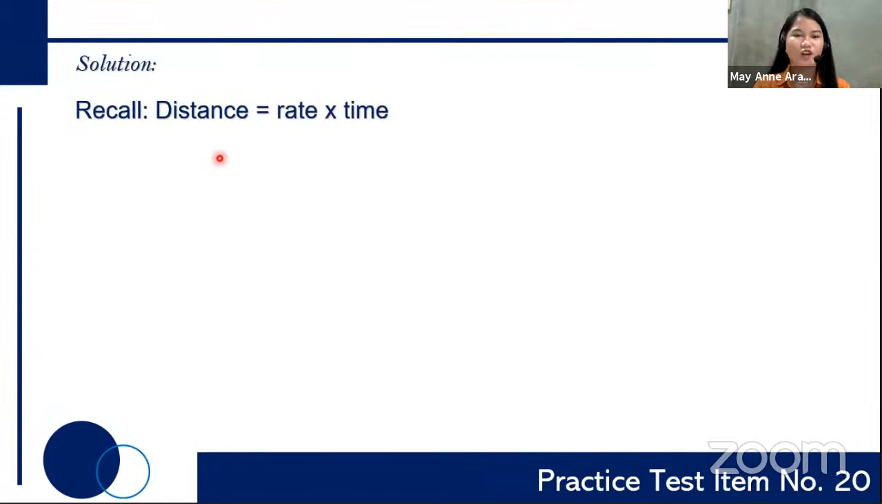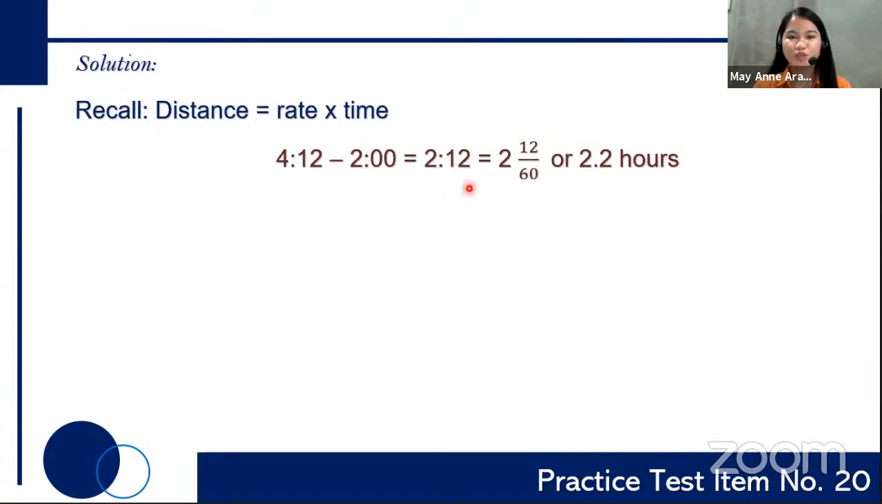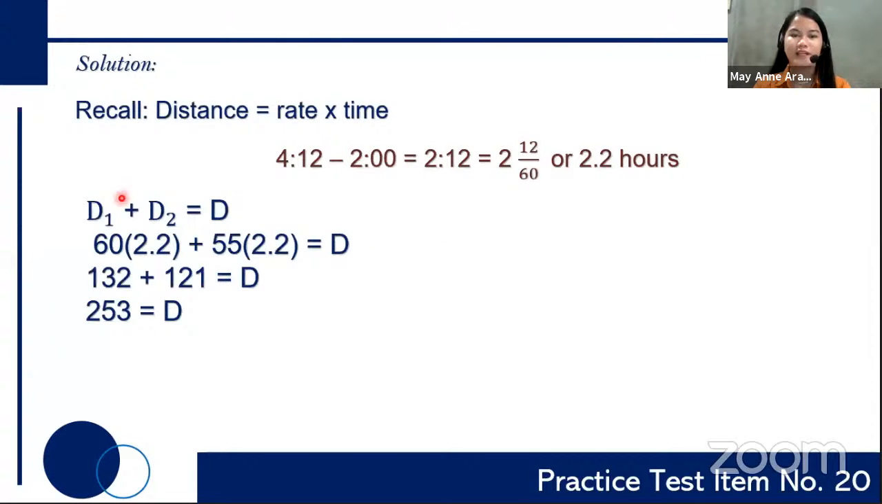Okay. Sige, recall natin distance is equal to rate times time. Subtract natin kung ilan yung hours. So, from 4:12, di ba? Then, nag-start sila ng 2 p.m. That is 2 hours, then 12 minutes. So, convert natin sa hours, so 12 over 60 para yung minutes natin ma-convert din sa hours. So you have 2.2 hours. So yun na yung i-apply natin dun sa formula na rate times time.